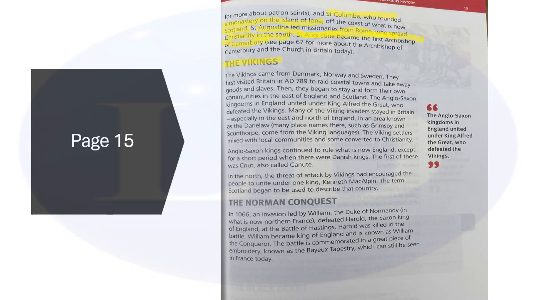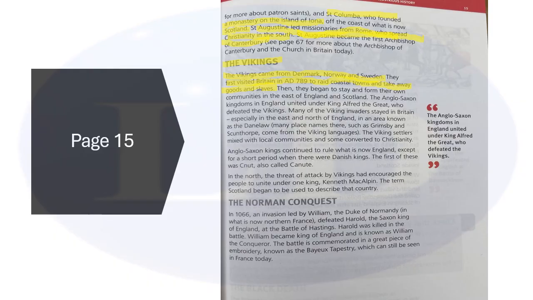Now comes Vikings. The Vikings came from Denmark, Norway, and Sweden. These are the three countries from where Vikings came in. Okay, these were very brutal warriors. They first visited Britain in AD 789 to raid coastal towns and take away goods and slaves. So what they would do is, they would come, they would attack on the coastal towns, means on the beach, and then they would plunder. Okay, they would take slaves, they would take valuables, and then they would go back. So they would come, they would attack, they would plunder, they would go back.